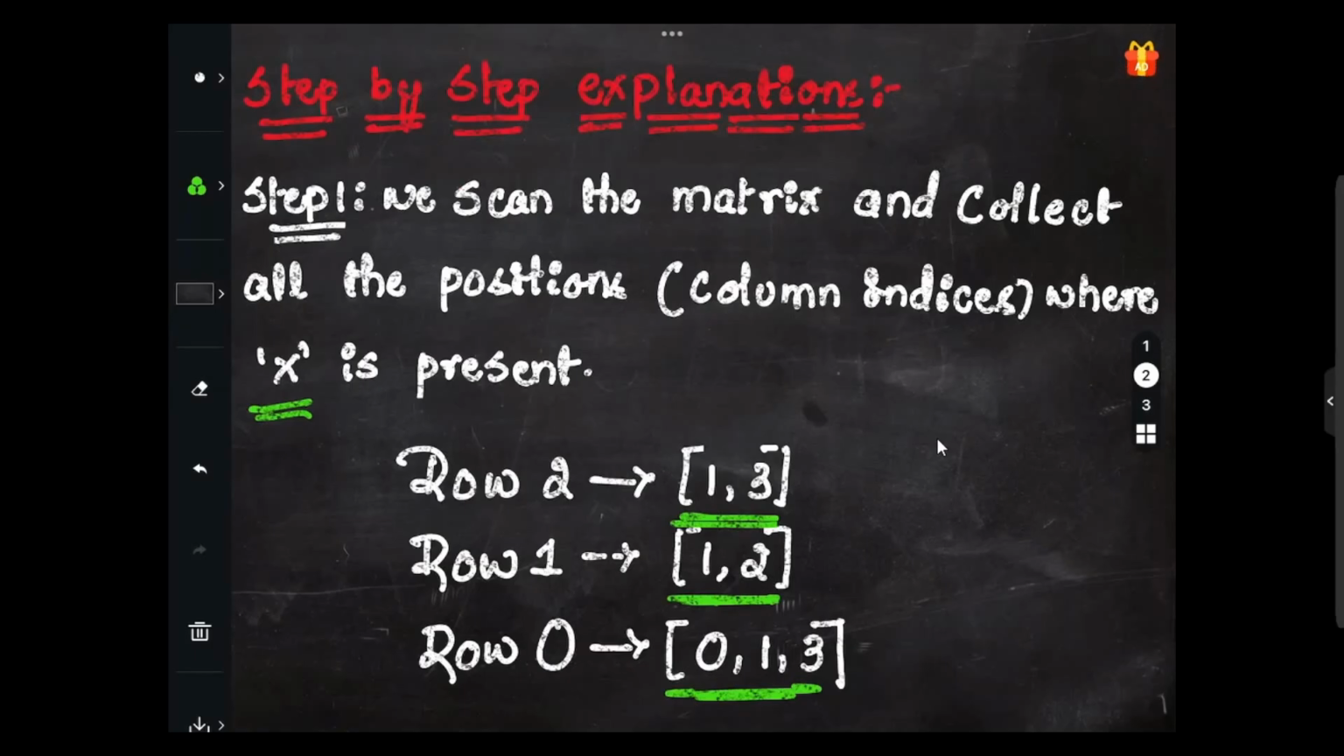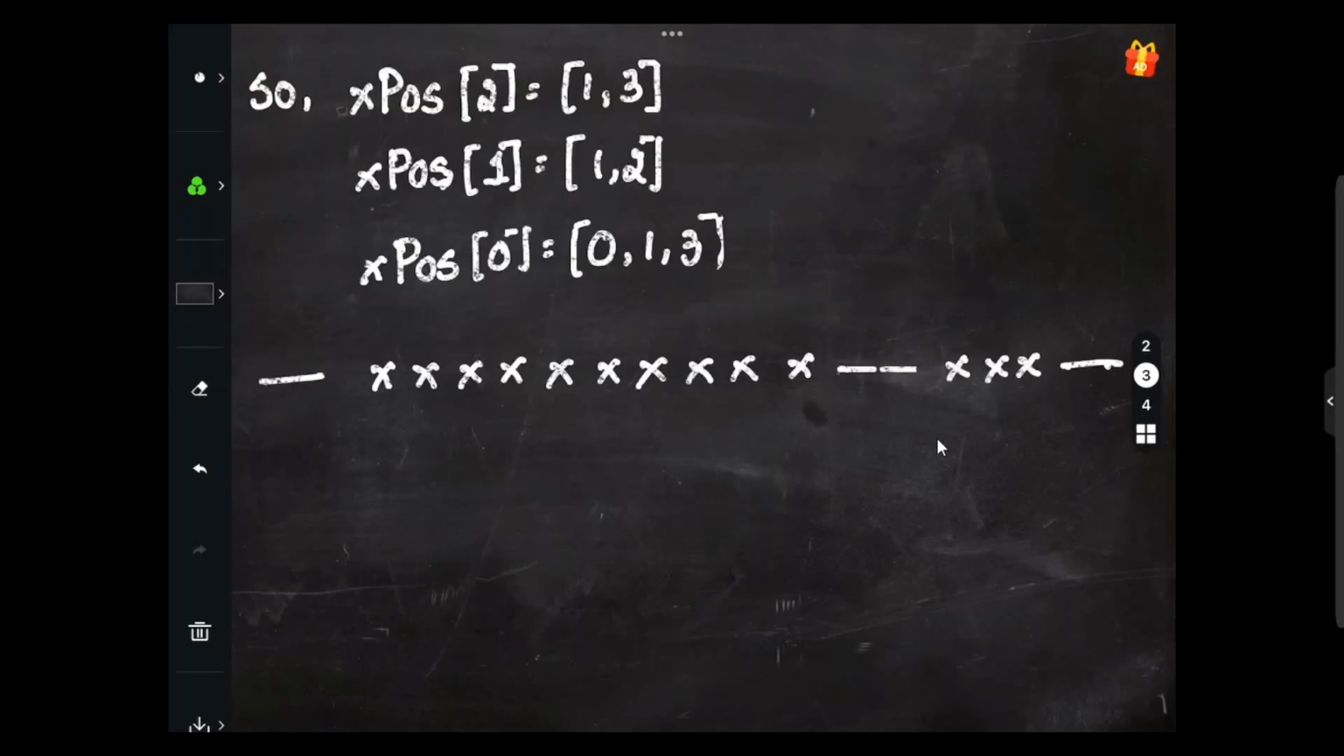Row 2: 1, 3; row 1: 1, 2; and row 0: 0, 1, 3. This is fine. So next, the positions of 2 are 1, 3. The positions of 1 are nothing but 1, 2. The positions of 0 are nothing but 0, 1, 3. So these are the values that we got: the positions of index 2, index 1, and index 0 are 1, 3; 1, 2; and 0, 1, 3 respectively.